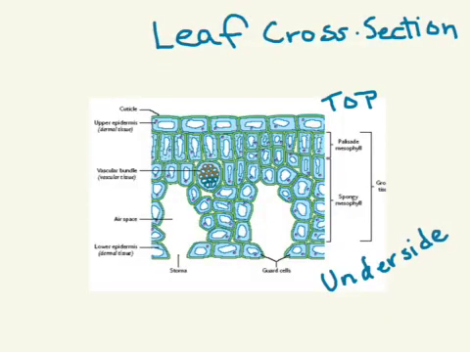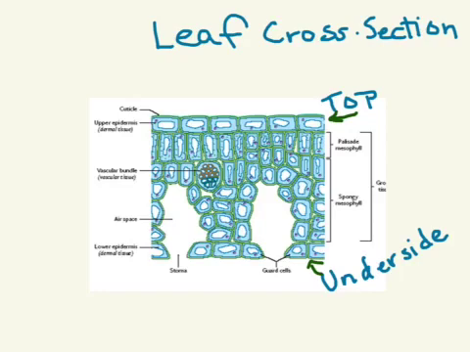In plants, photosynthesis takes place in the leaves. So if this is a cross-section of a leaf, this is the top and this is the underneath. Photosynthesis only takes place in plants, and it only takes place in the leaves. Most of the photosynthesis takes place within the cells, within the little dots of the cell.